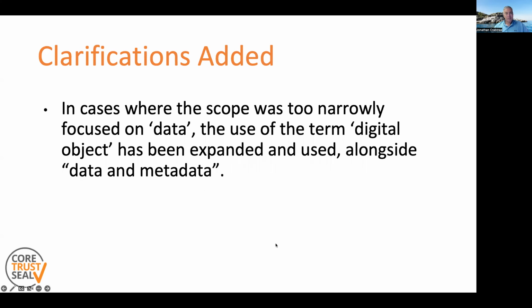We also added some clarification in a couple places where the term data was very narrowly focused. Often it is better to use the term digital object because many things can be data. And now that we expanded it to digital object, we use digital object much more often, as well as the clarification of data and metadata alongside each other as well. So you'll see that terminology change throughout the application as well.